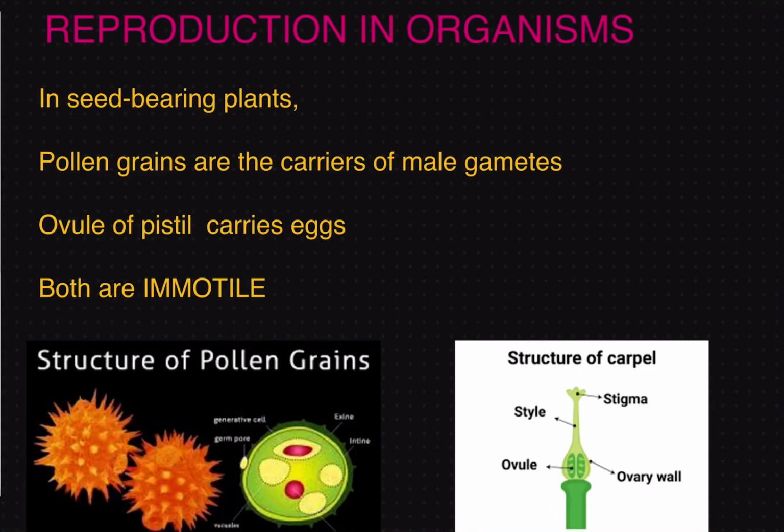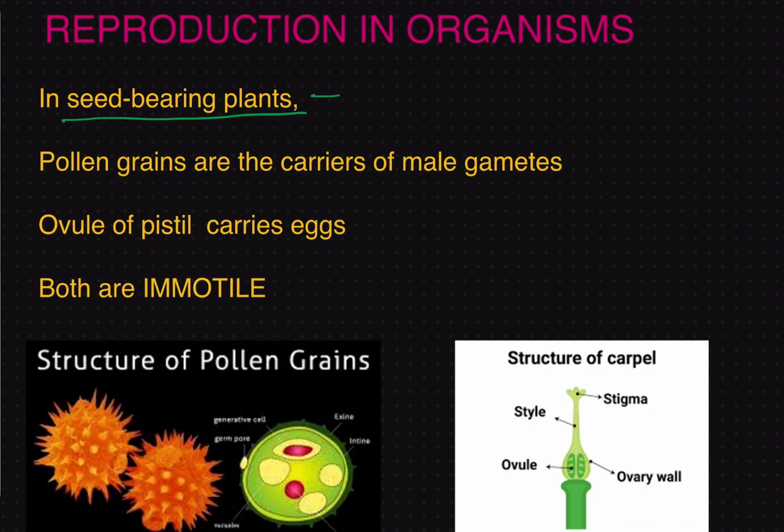So, dear friends, how is the gametic transfer taking place in a seed bearing plant like angiosperms and gymnosperms? We have seen that in lower plants like algae, bryophytes and pteridophytes, the male gamete is motile and the female gamete is non-motile. The motile male gamete swims through water and reaches the female gamete. But that is not the case with the higher plants or the seed bearing plants, the gymnosperms and the angiosperms.